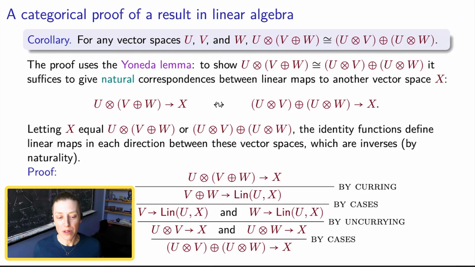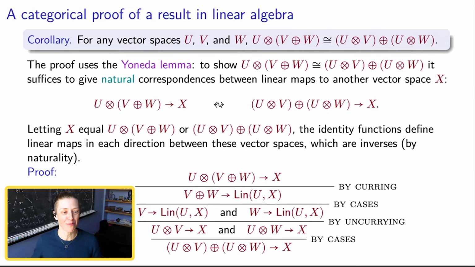And so now I have two different linear maps into a vector space of linear maps from U to X. And by uncurrying, those provide two linear maps, one from U tensor V into X, and the other from U tensor W into X. And then I can pair those back together and get a linear map out of the direct sum, U tensor V direct sum U tensor W, into X. And by composing all these bijections, I get a natural bijection from the first set of linear maps to the final set of linear maps, and that, by the Yoneda lemma, gives us the isomorphism.